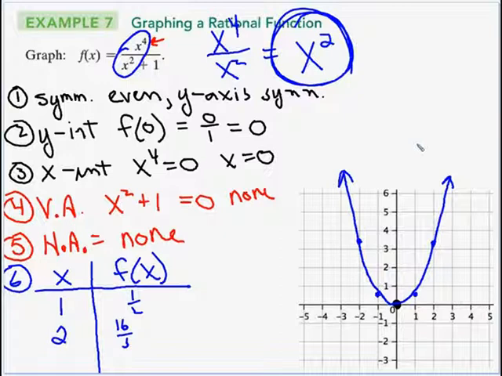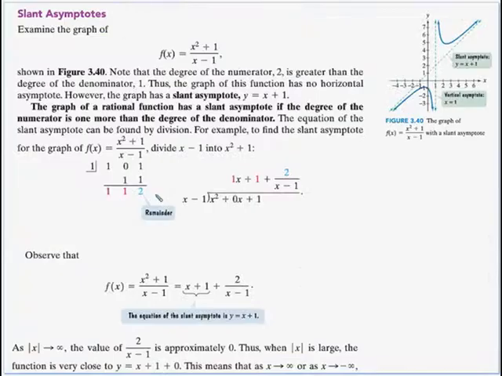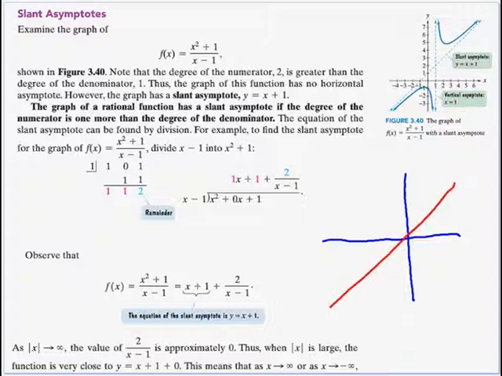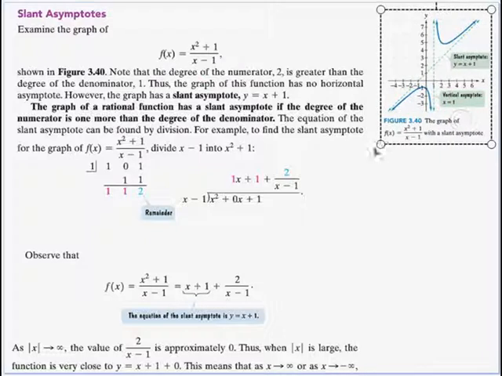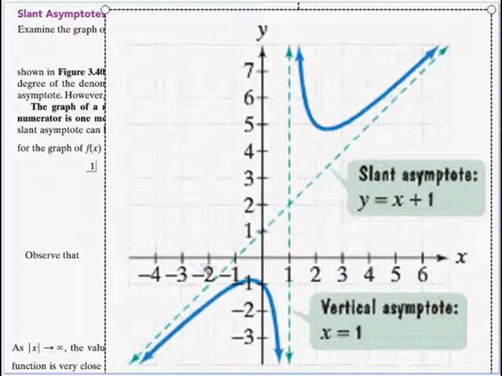Okay, we've done vertical asymptotes. We've done horizontal asymptotes. There's one other type. If it's not straight up and down, and it's not perfectly horizontal, it has to be at some slant. And that's our last type of asymptote. Examine the graph of x squared plus 1 divided by x minus 1. It's shown here in the figure. Make it a little bigger. There we go.